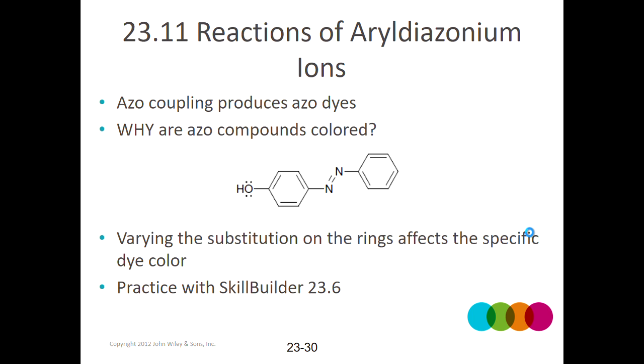And depending on the specific functional groups that you might put here and here or at other positions on the ring, those functional groups will have a small impact on the energy gap between the HOMO and the LUMO, and they will affect the color of the dye, because if I change that energy gap a little bit, then it will be a slightly different wavelength of light that's absorbed, and that will produce a slightly different color.